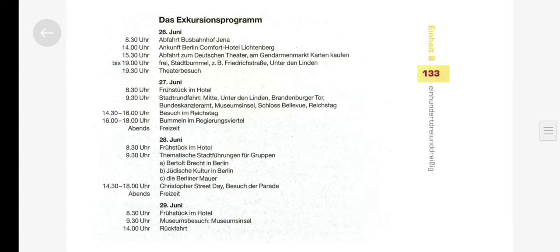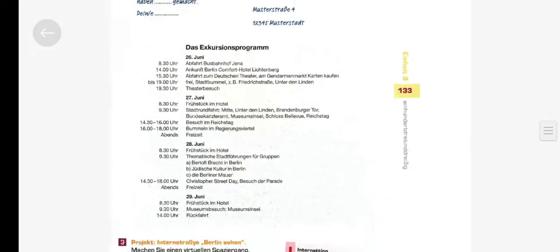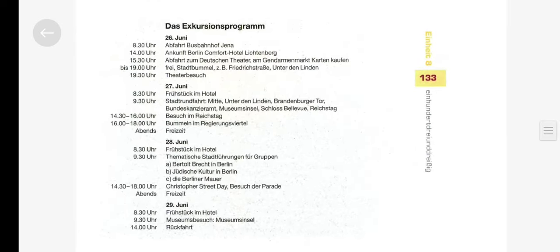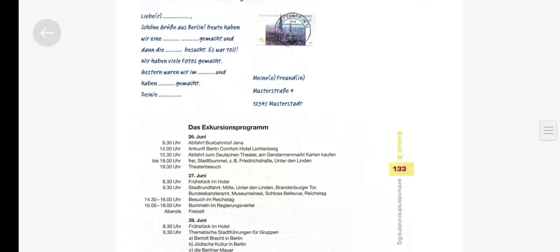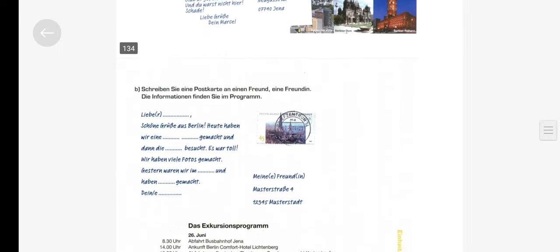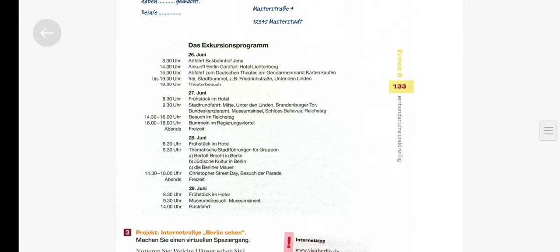Okay, here the things are given and we have done it by ourselves. So you have to write it according to this. Bahnhof, Jena, Liechtenstein and so on. The things are given. That's the excursion program. The program is already given. You have to do it A1 and B1 according to this program. So you can correct the answers now.